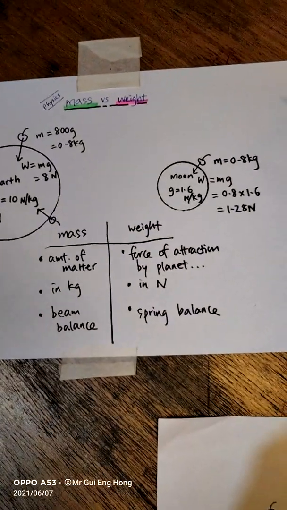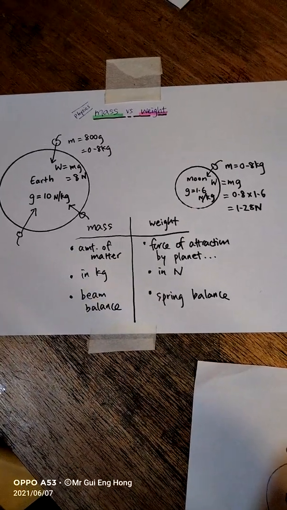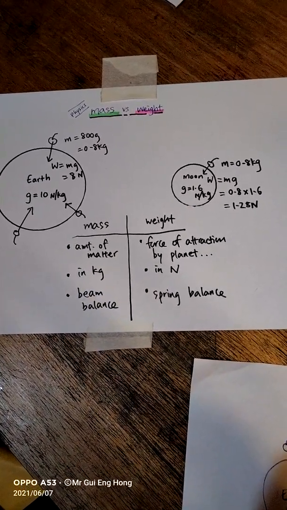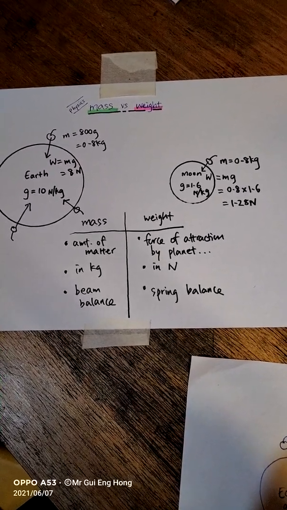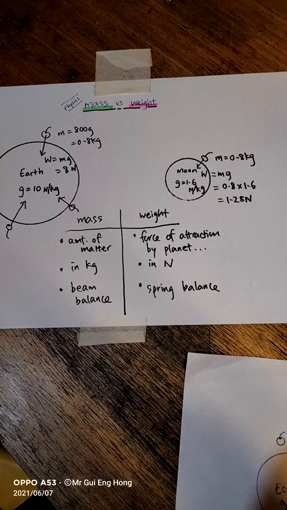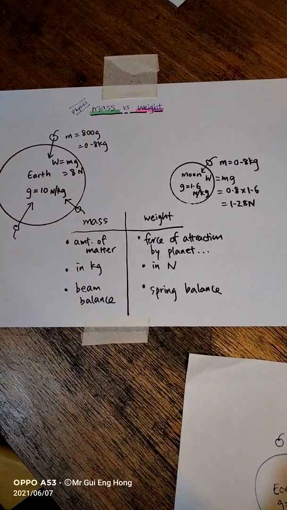So we have covered weight versus mass. So if your mass is 45 kilogram, then your weight on this planet Earth is about 450 Newton. Please do not mix up mass and weight.